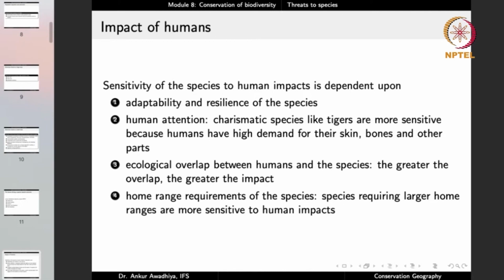Now the impact of humans is not the same on every species. It depends on a large number of factors. So the sensitivity of the species to human impacts is dependent upon the adaptability and the resilience of the species. Is the species able to adapt to the changing situations? And if the population goes down, is it able to come back to the original state?